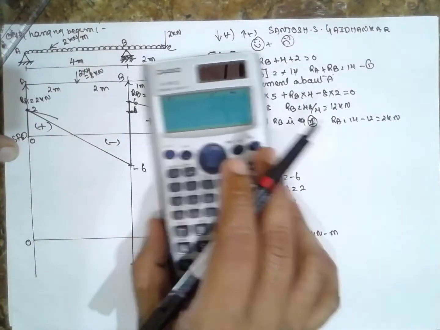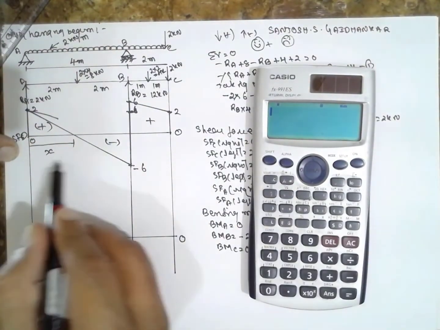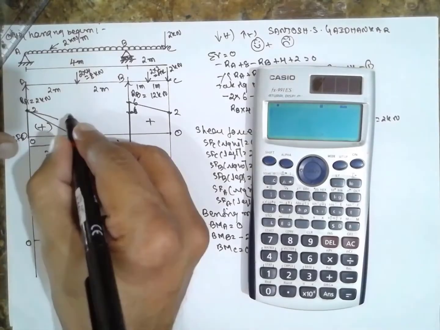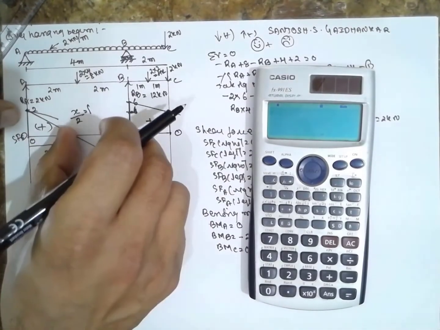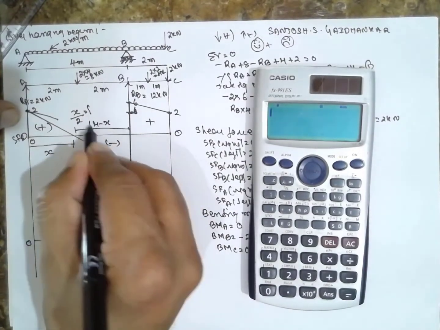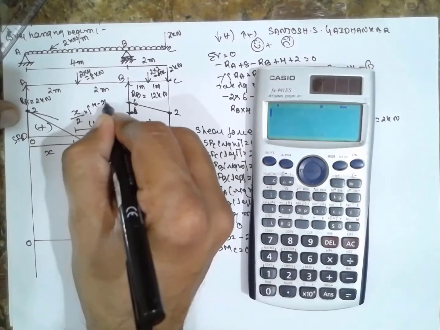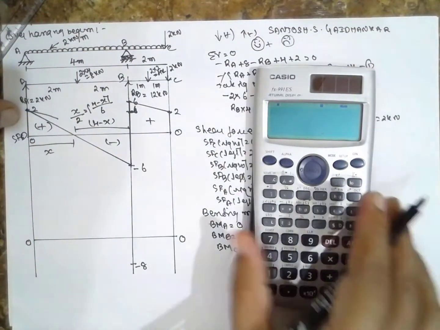What is the area? First you have to find out the x distance. How to find out x? I will find this x. x divided by 2 is equal to, this distance is nothing but 4 minus x, 4 minus x divided by 6. Irrespective of the sign you have to consider.